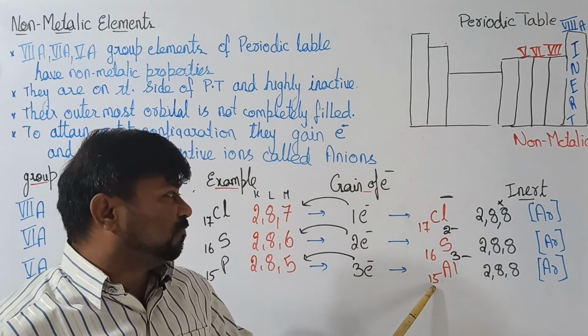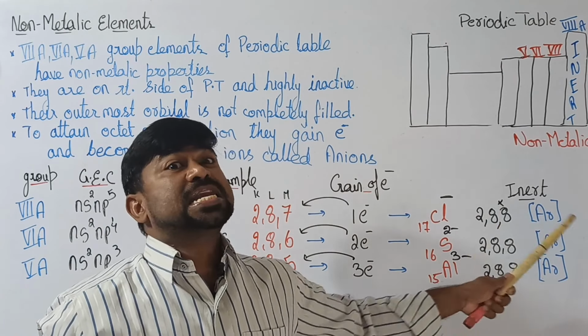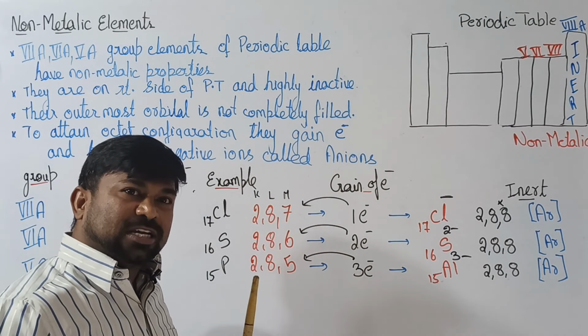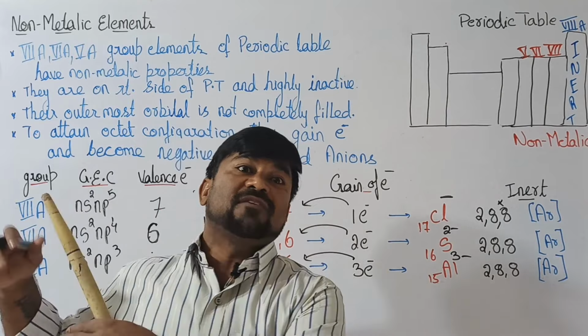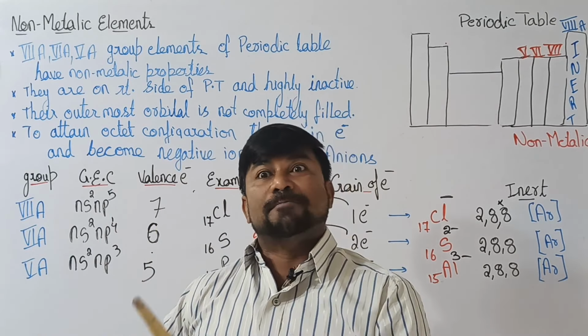Right, so totally 15 plus 3, totally 18 electrons. It too is becoming like the nearby inert gas. I have taken the example of chlorine, sulfur and phosphorus. In the same way, for all the remaining elements, whatever might be the nearby inert gas, they become that.